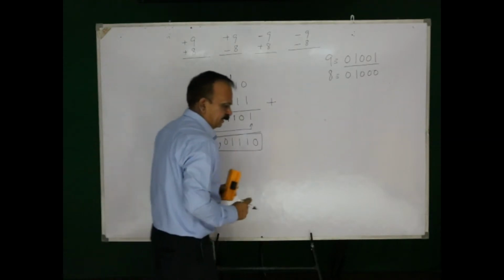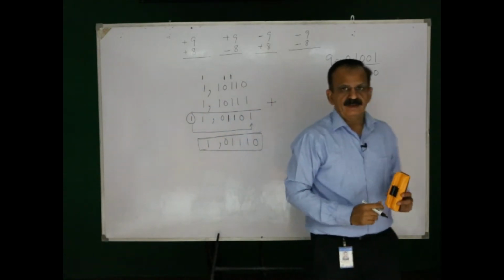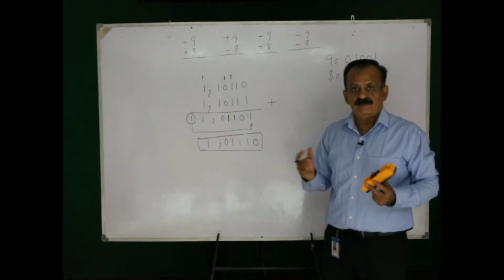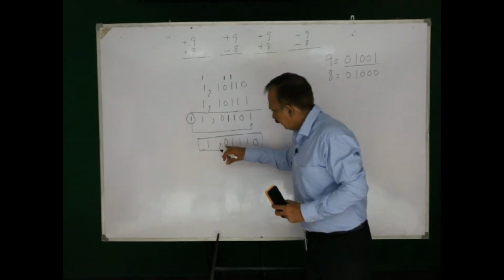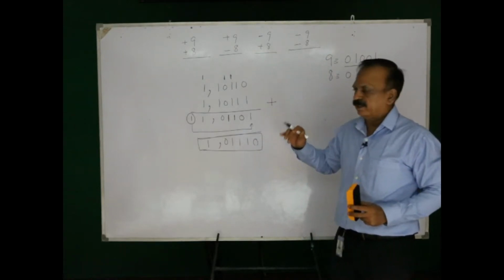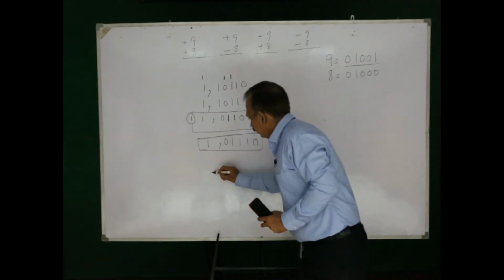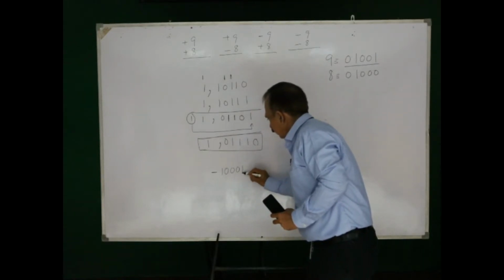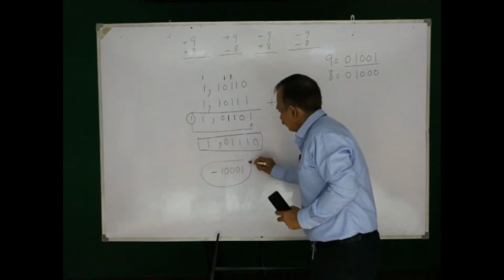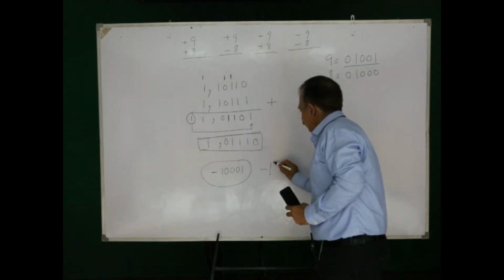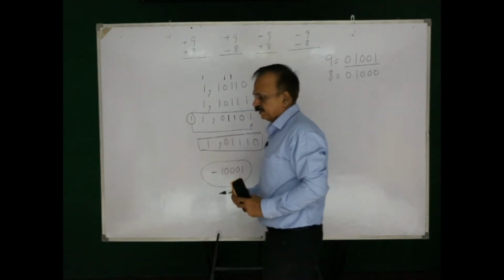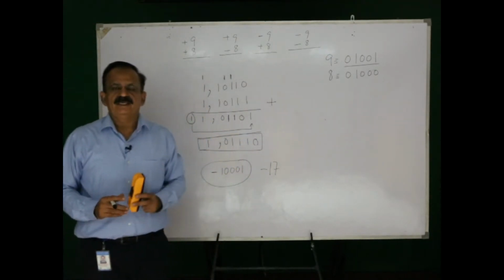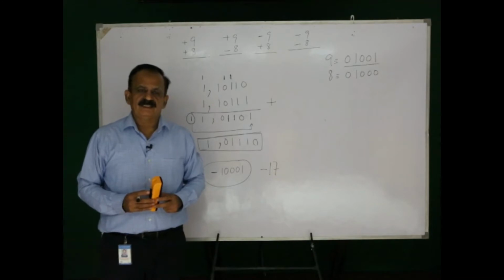What is the 1 in the sign position representing? 1 in the sign position is representing the negative number. The answer will be negative, and it will be 1's complement of this number. It will be minus 1, 0, 0, 0 and 1. Positively this number is minus 17. Yes, it is minus 9 and minus 8. The result has to be minus 17.